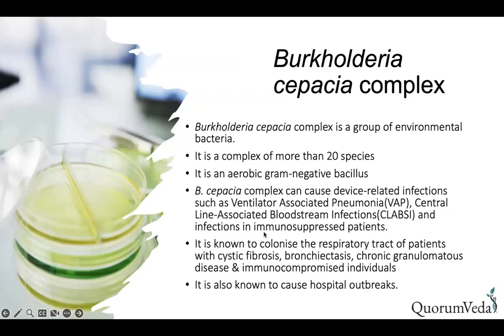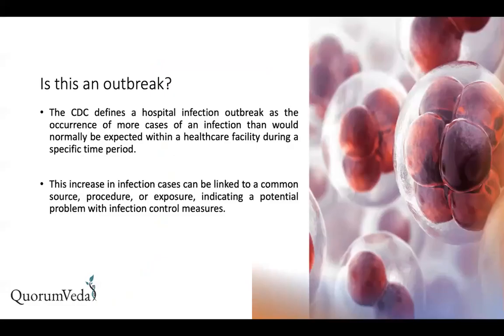As we know, Burkholderia cepacia complex is a group of environmental bacteria. The complex has more than 20 species. It's a gram-negative bacillus. It is a well-known cause of device-associated infections like VAP, CLABSI, and infections in immunosuppressed patients. It is known to colonize the respiratory tract of patients with cystic fibrosis, bronchiectasis, chronic granulomatous disease, and other immunocompromised patients. It is a well-known cause of hospital outbreaks.